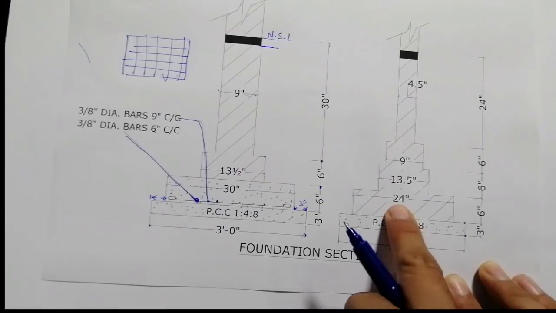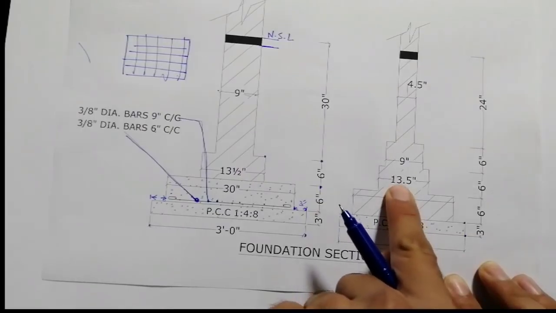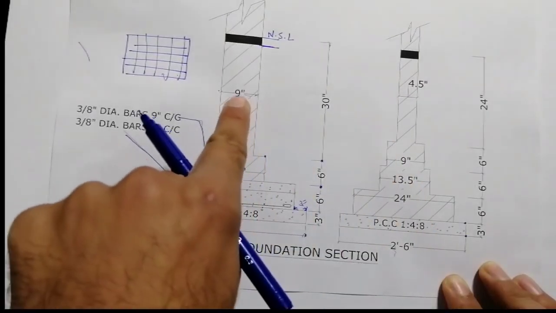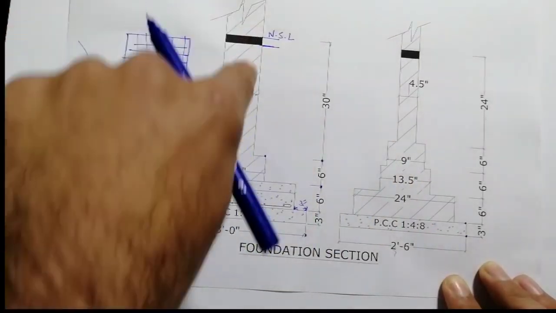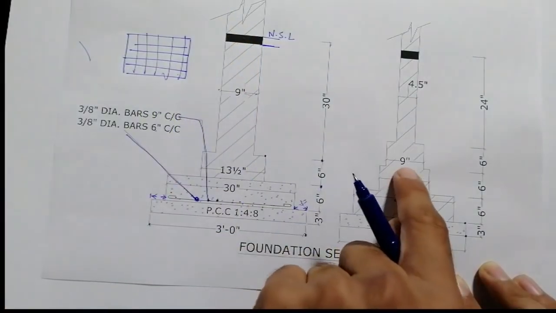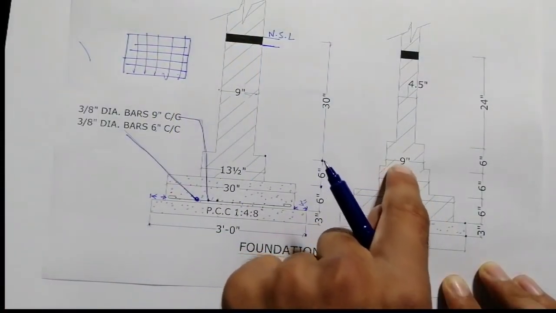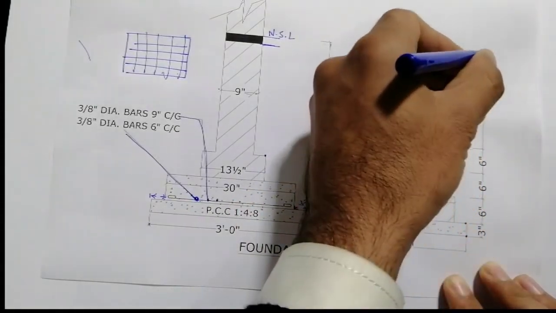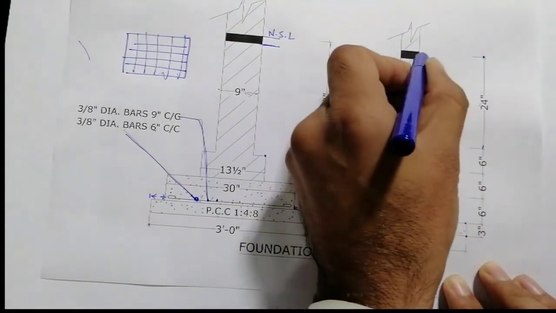So in second step it's 24 inches, in third it's 13.5 inches, in fourth it's 9 inches, okay? But in the 9 inches foundation, it's 9 inches clear, but here in fourth step it's 9 inches, but in fifth step it's 4.5 inches, which depth is here 24 inches to NSL, right?